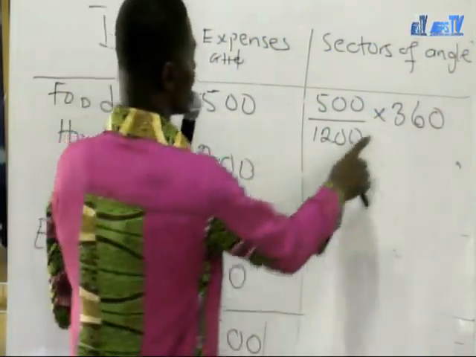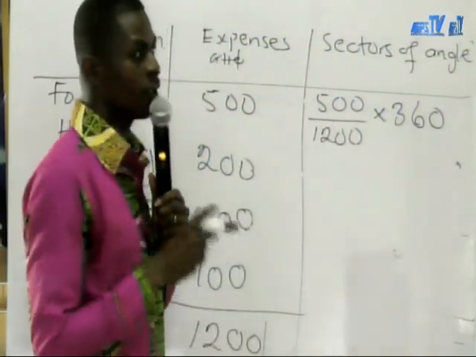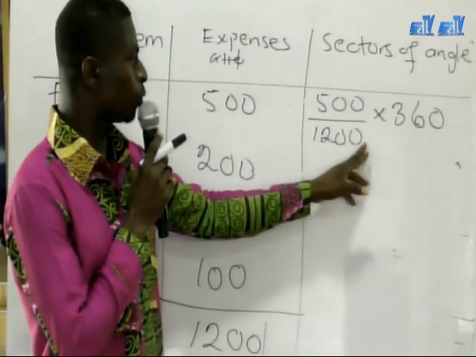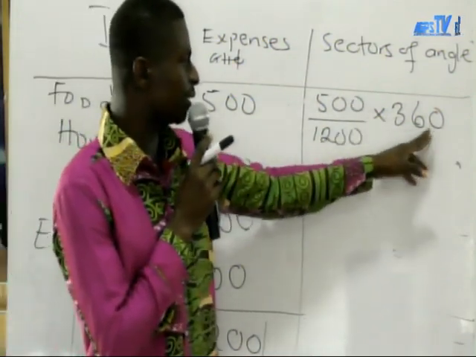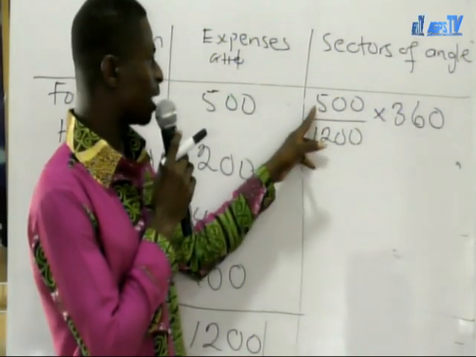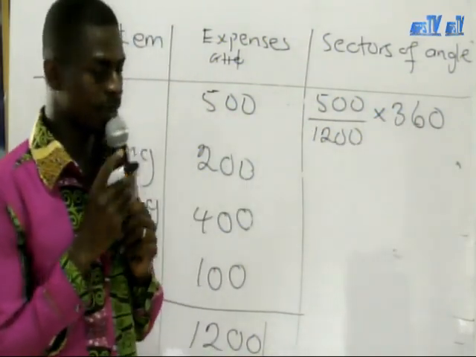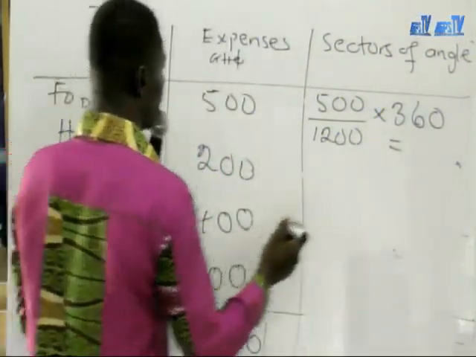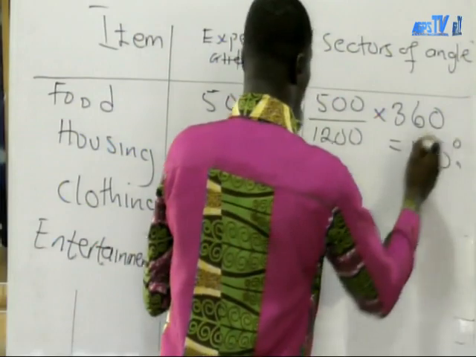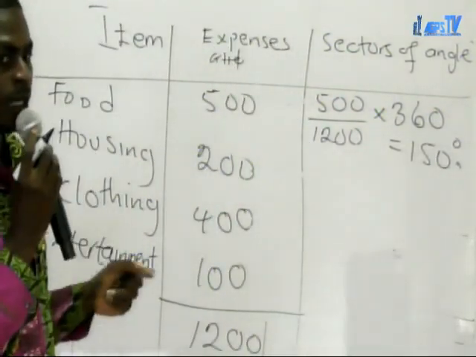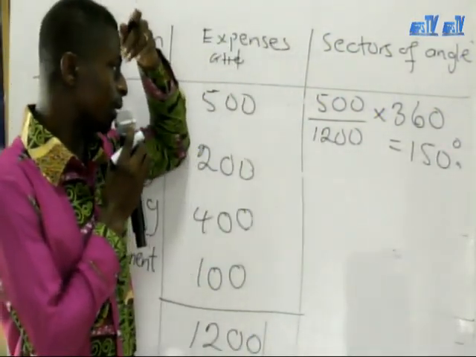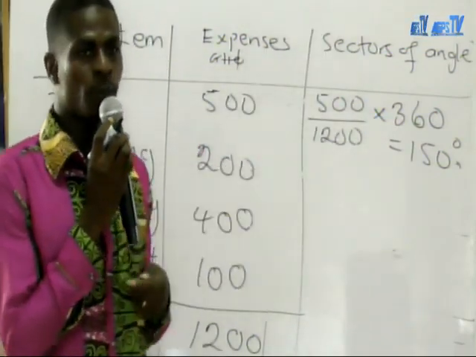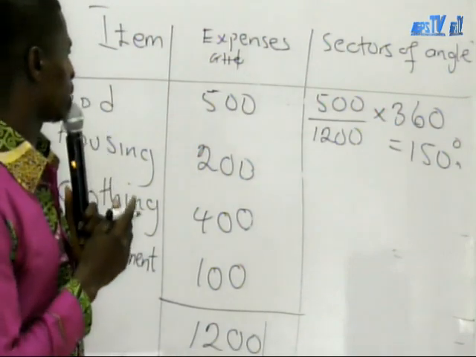Then if you multiply 30 by 5, you have 150. So these two zeros nullify these two zeros, 12 can go into 360 30 times, and 30 by this 5 gives 150. And so finally, our sector of angle for food will be 150 degrees. You can also take your time and do it. If you want to do it, you can also show working, but the working should be part of your solution, and the examiner should be made to see it.